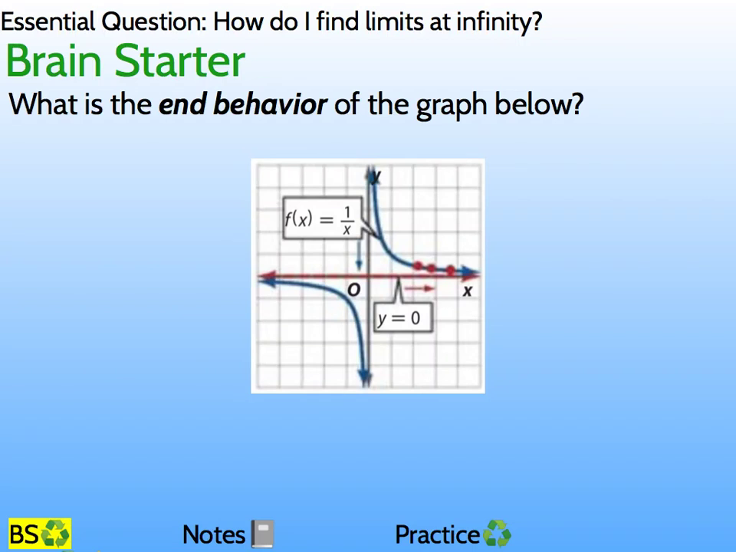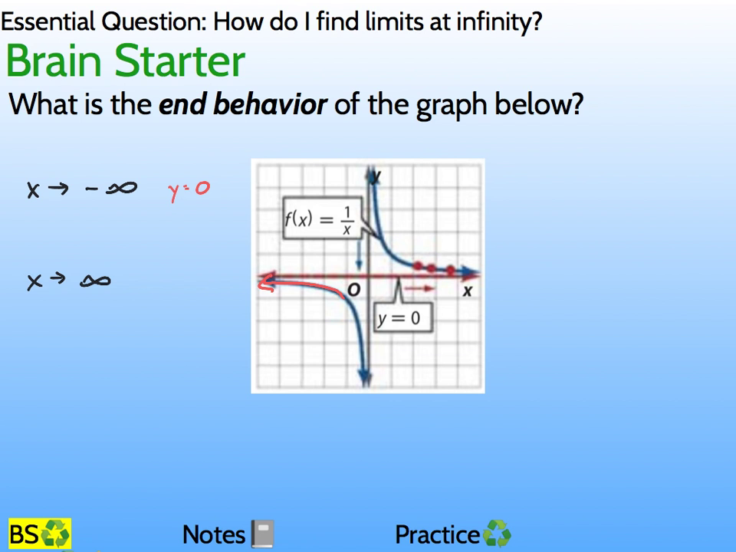This brain starter brings up an old vocab term of end behavior, and it asks what's the end behavior of the graph below. So in case you forgot about end behavior, it's basically what happens to the graph as x approaches negative infinity and as x approaches positive infinity. So if we look towards negative infinity, you'll see that this graph, as it goes further and further to the right, appears to be approaching y equals 0. So this gets close to y equals 0.